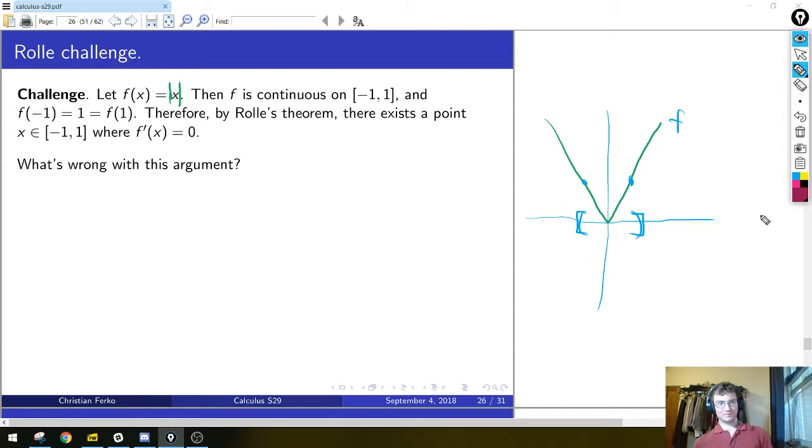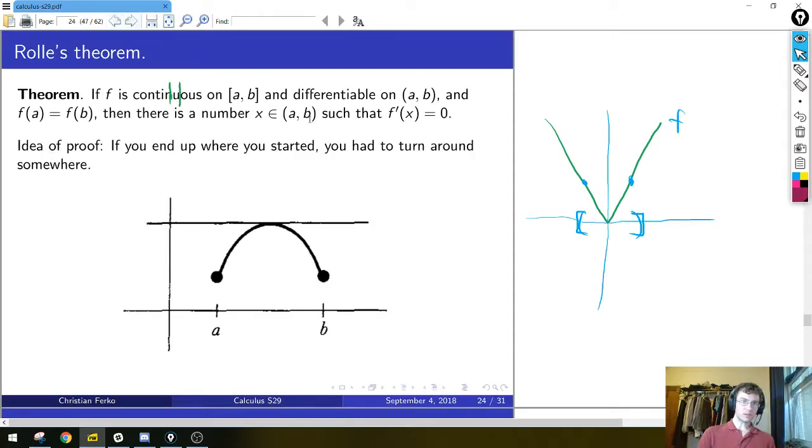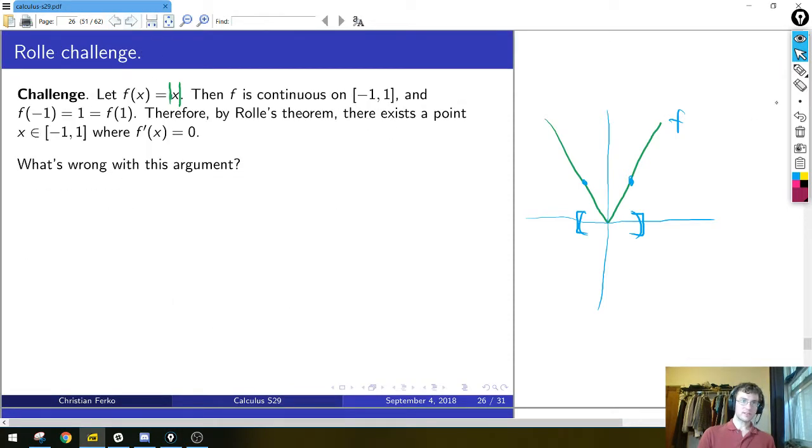I believe that the usage of x in the closed interval -1, 1. Good. Okay, so that affects the result. So let's change it then. So what if I change the claim now? I say, all right, now I claim there's just a point in the open interval, -1 to 1, where the derivative is 0. Now, is that true?